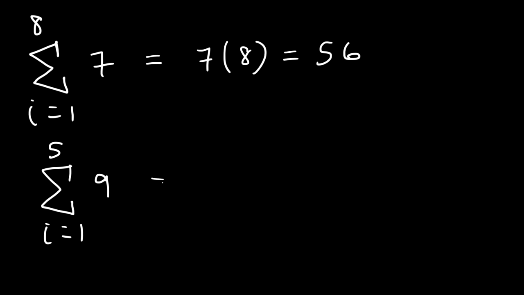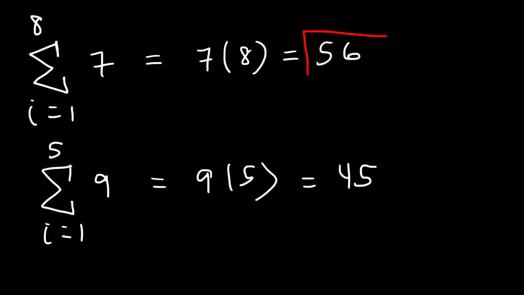Now let's work on some other examples. Try these two problems. Let's say i is 1, the constant is 7, and this is 8. And also, let's say this is 9 and this is 5. The first one is simply c times n, 7 times 8, so that's 56. For the second example, it's c times n, or 9 times 5, which is 45. So that's how you can evaluate a sum if you have a constant in sigma notation.